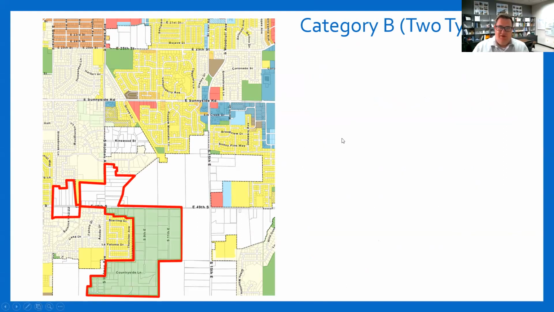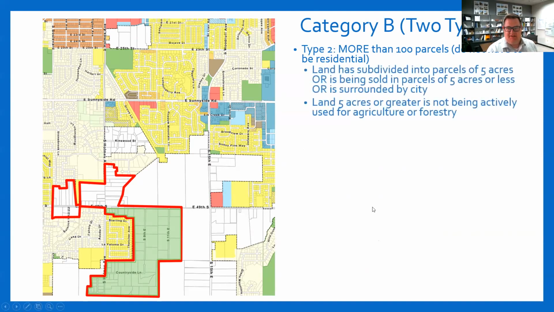Now, type 2 is a little bit different. So category B, the type 2, is more than 100 parcels and they don't have to be residential. And I've outlined this in the lower left. Now, I know this probably isn't 100 parcels, but pretend that it is. And let's just say that those are, like, 100 parcels or more.